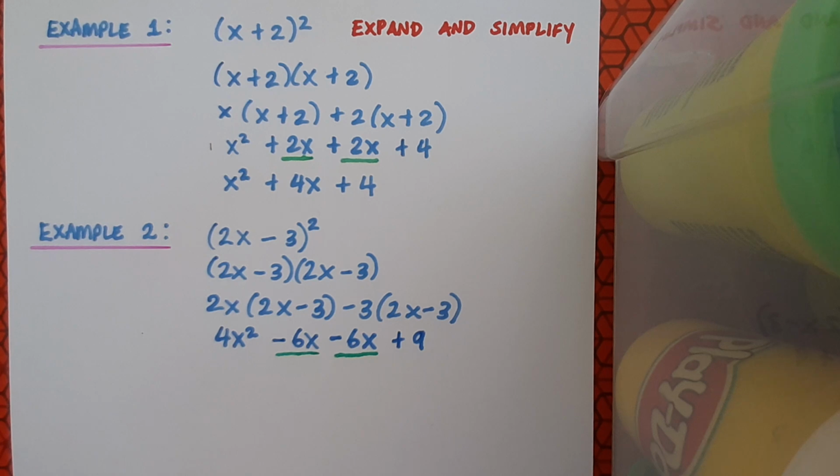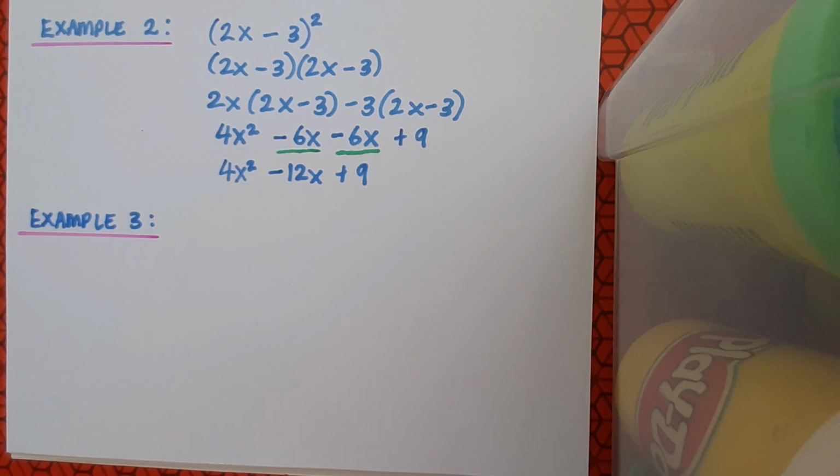Okay, finally, simplifying by putting our like terms together. What will my last line be? Well, 4x squared has no partner, so it's just left as 4x squared. Minus 6x minus 6x. Again, if in doubt, have the calculator to hand. Minus 6 minus 6 is going to give me minus 12x. And then plus 9 at the end. Let's have a look at one last example.